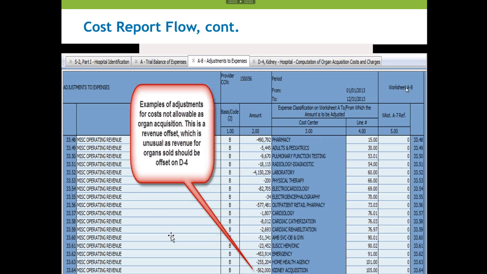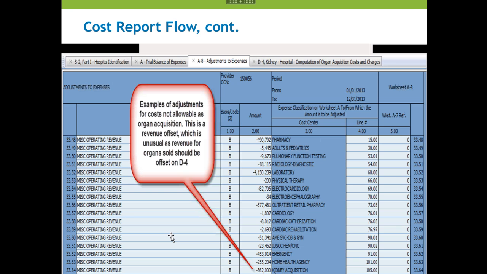Now, Worksheet A8, we talked a little bit about that. Worksheet A8 and A6. The A8 is the adjustment. Now, this particular one, this is an example of an odd A8 adjustment. You'll notice there are a lot of miscellaneous operating revenue type items. Now, for most cost centers, that's perfectly fine. Revenues offset the expenses. They're normal revenue offsets.